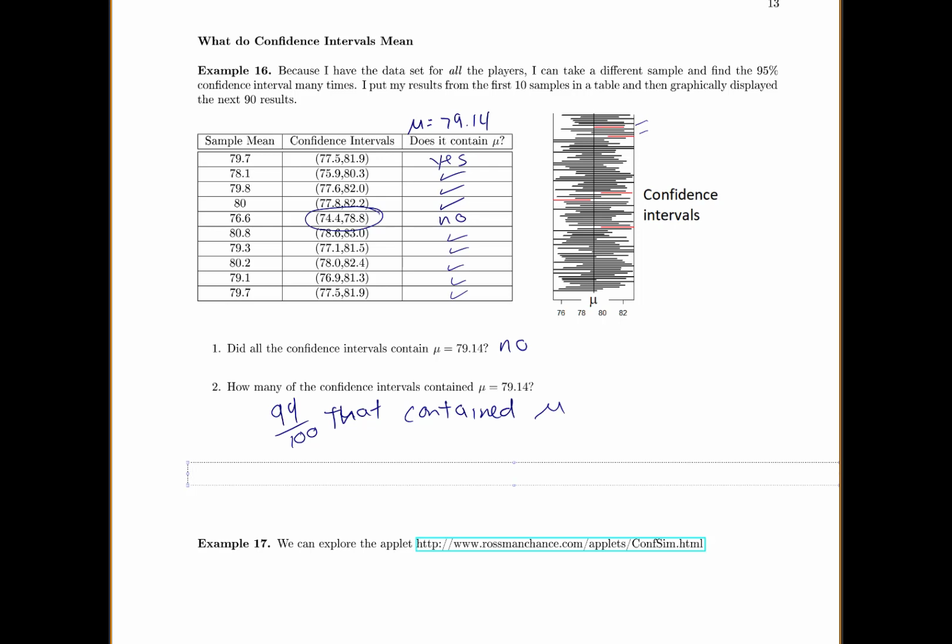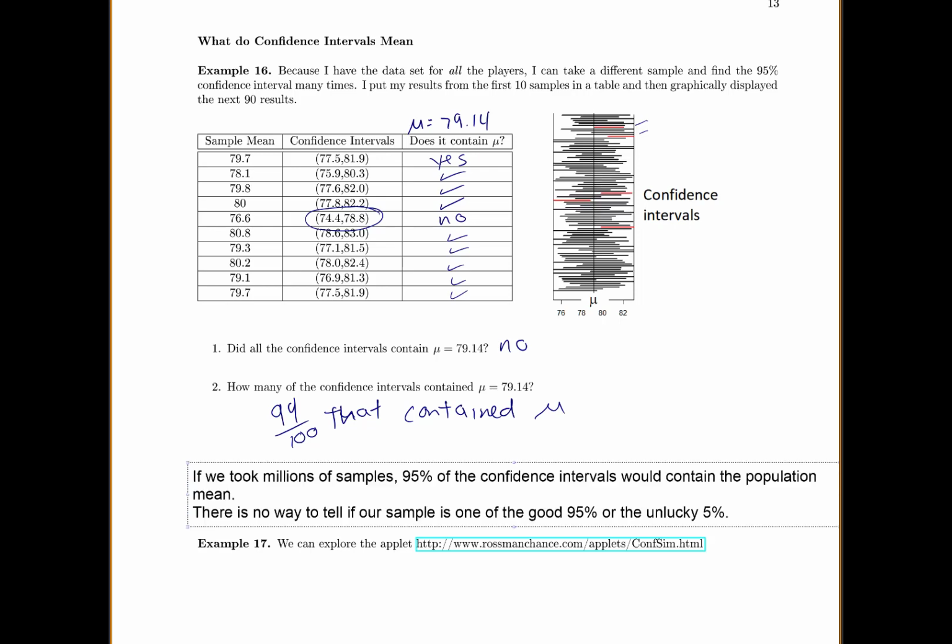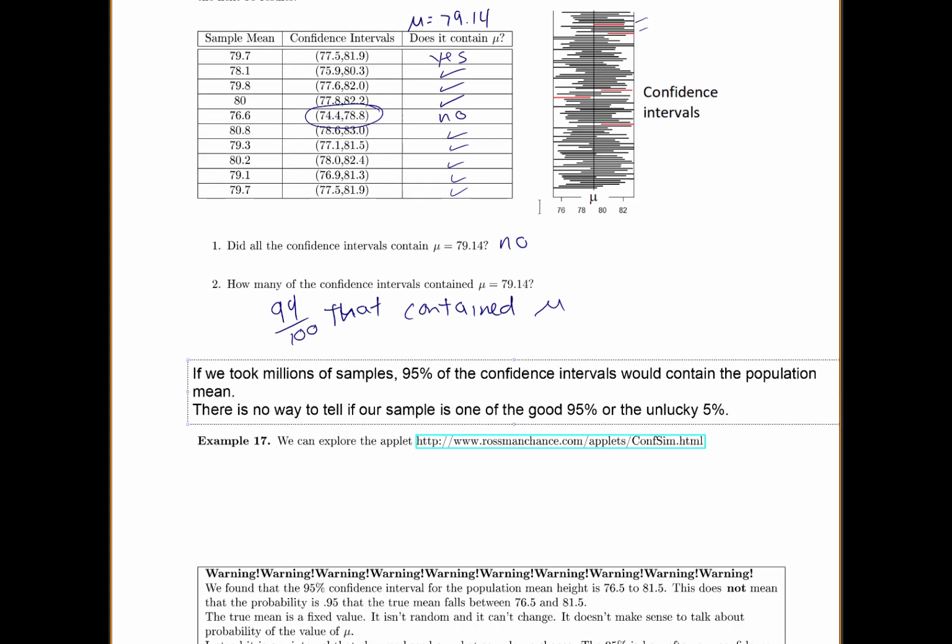the population mean mu. So if we took millions of samples, 95% of the confidence intervals would contain the population mean mu. There's no way to tell if our sample is one of those good, accurate 95% of the samples or the unlucky 5%. But because we know that we'll be right 95% of the time, we feel comfortable using these results and hoping that we're probably accurate. So we have another applet that we can go look at quickly.